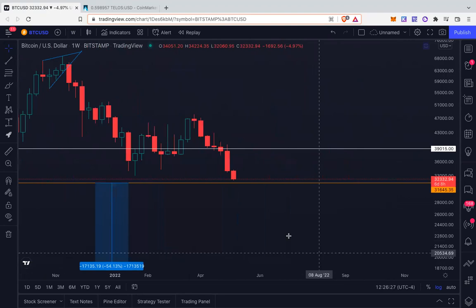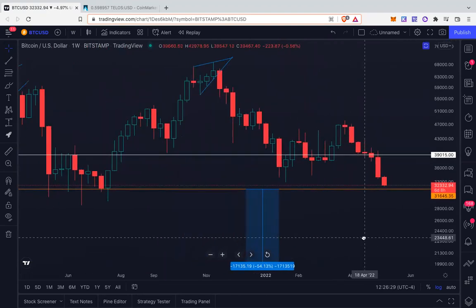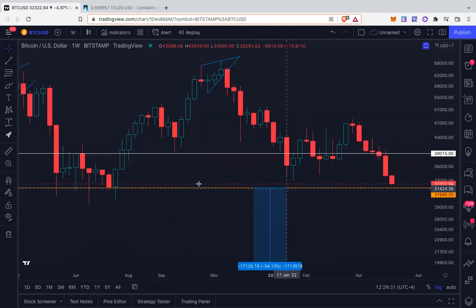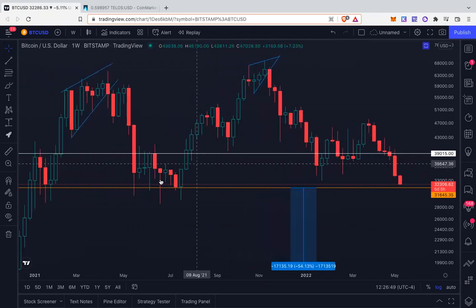Starting with the weekly time frame, you can see this candle close, which is actually this red candle close is actually $31,776. That's your next weekly support, your next major support.